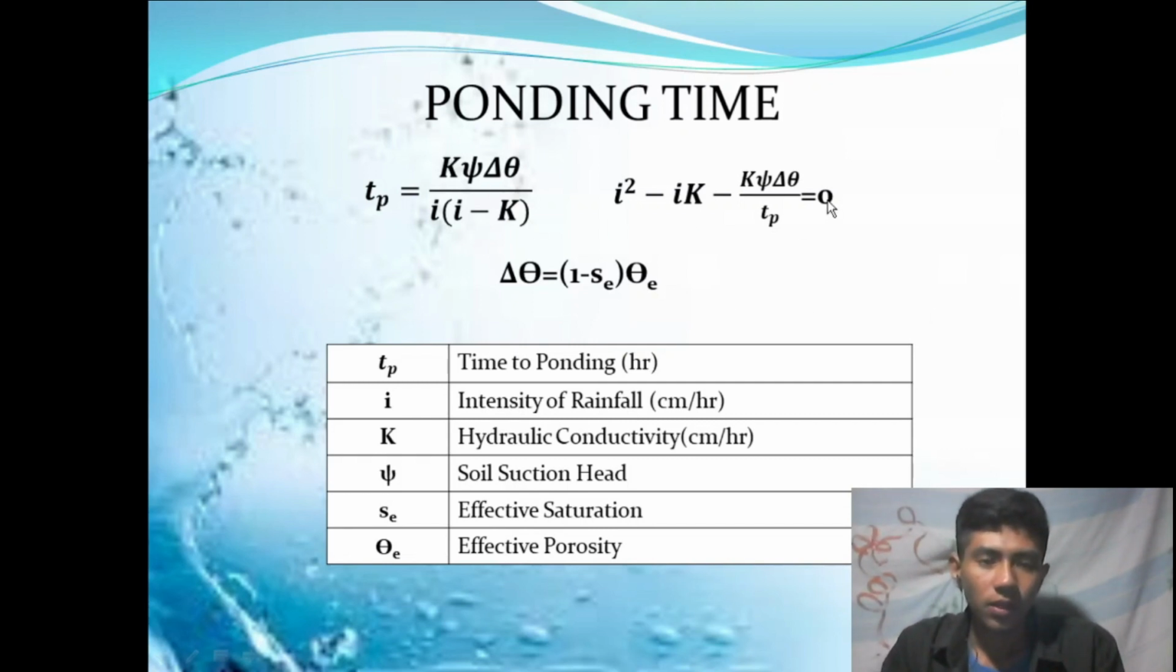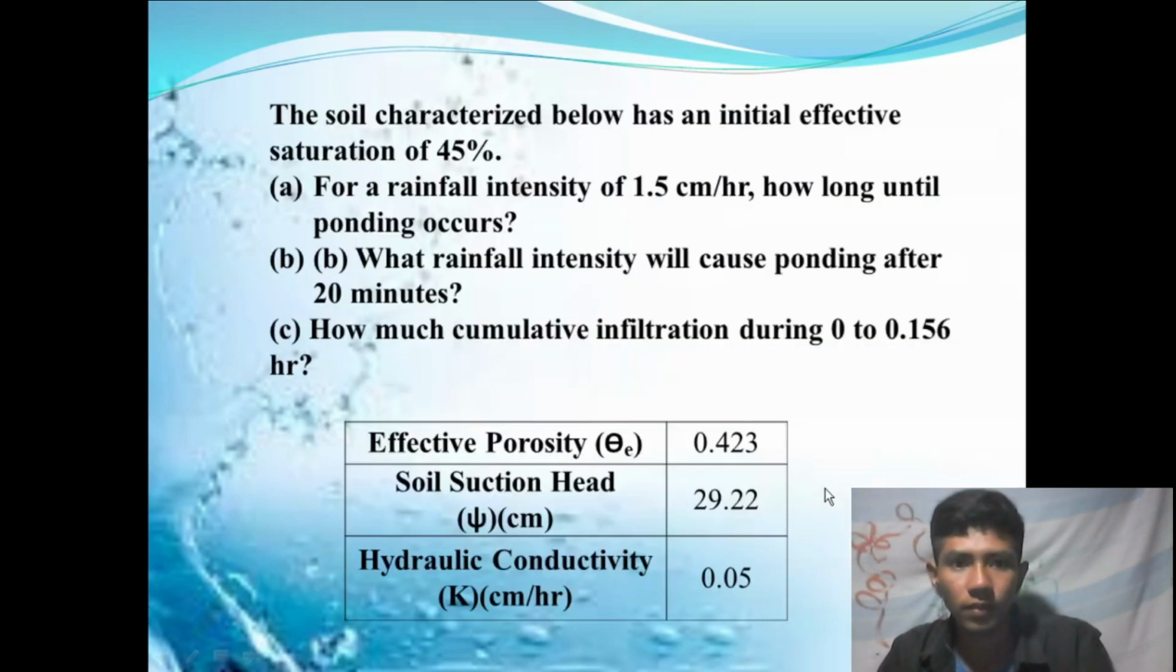Ponding time is primarily focused on finding the ponding time, and this is the intensity of rainfall, intensity of rainfall I, and some other variables already mentioned in the Green-Ampt model.